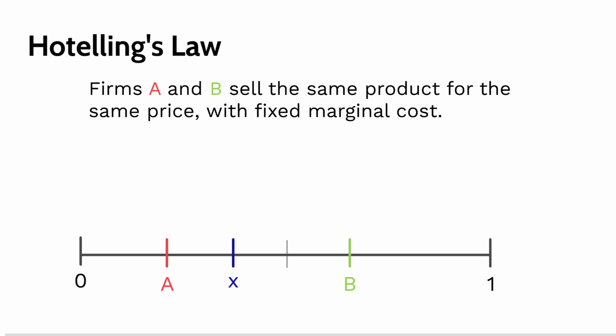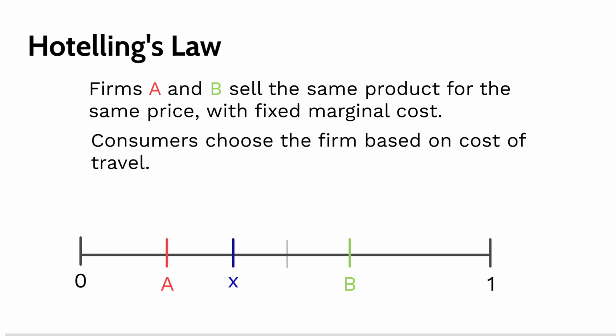So take an example of a consumer that's located here at X. They'll want to decide where to go, and when making that decision, they'll evaluate how far it is to walk to A and how far it is to walk to B. Seeing that it's shorter to walk to A, this particular consumer will want to go and shop at location A.